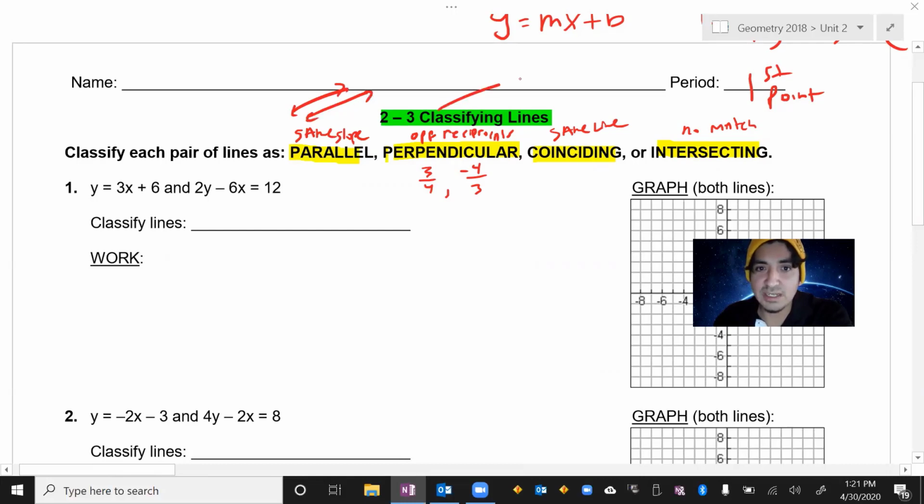When you have parallel lines, they just face one single direction and they don't touch. Opposite reciprocals make a perfect X, and they'll make 90 degrees. Same line, they're on top of each other. And then intersecting is any sort of random, skewed lines. They're going to be in different directions.